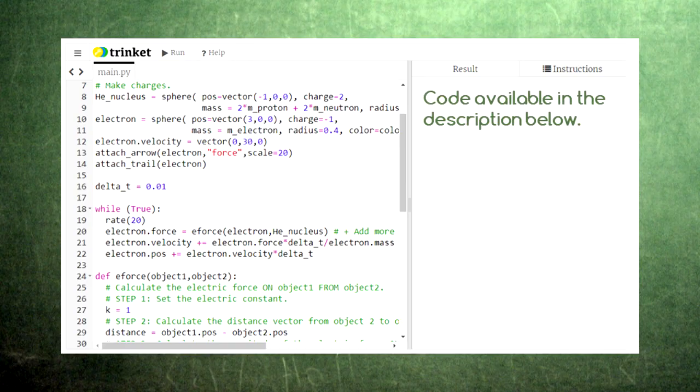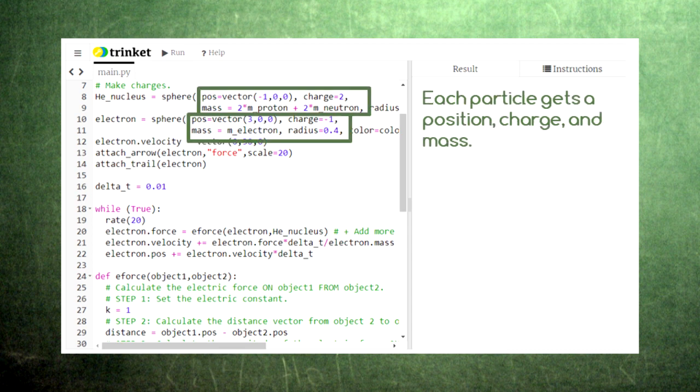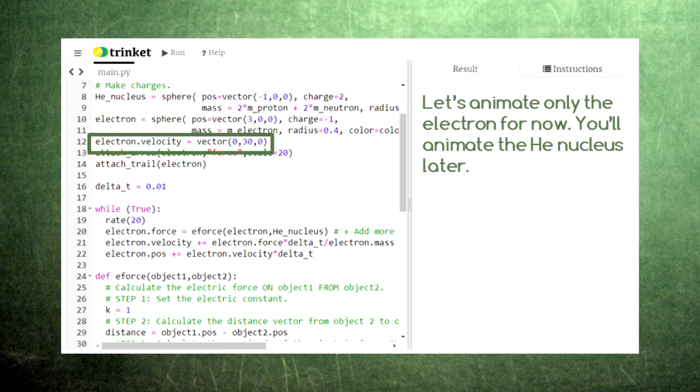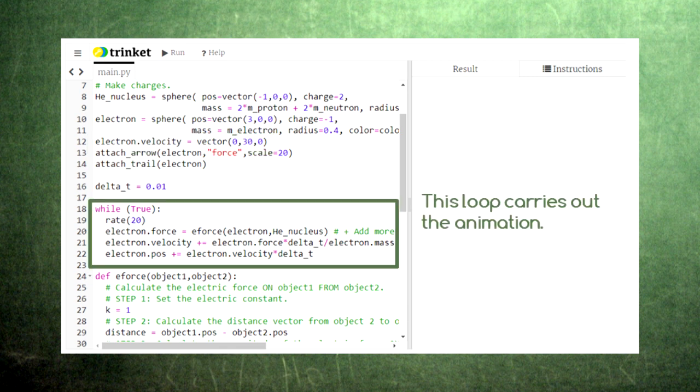In this code, we'll animate an electron orbiting around a helium nucleus. When we create the two particles, we give each of them a position, a charge, and a mass. We also give the electron a velocity. To keep things simple, we'll keep the helium nucleus fixed in place for now, but you will animate its motion later. Next, this loop will carry out the steps of our animation as many times as we want.